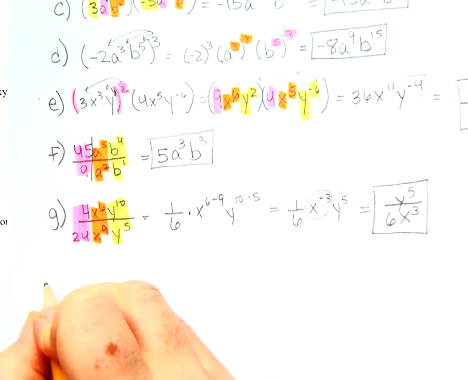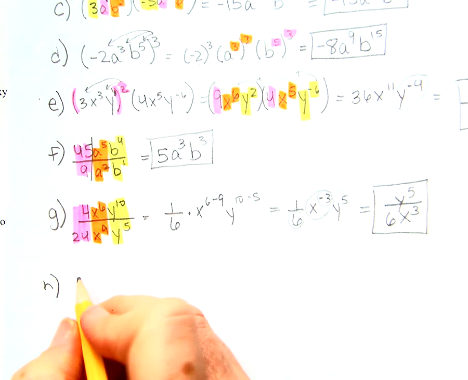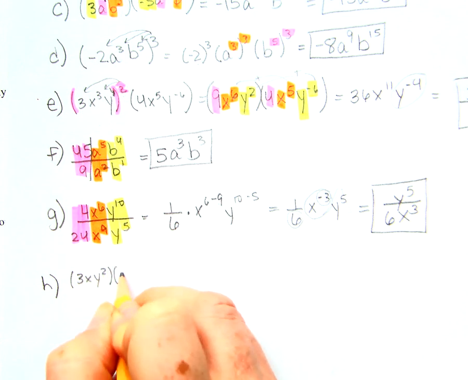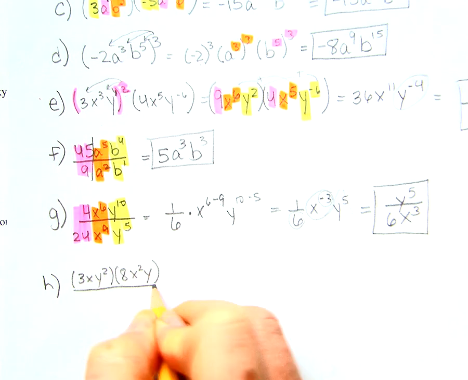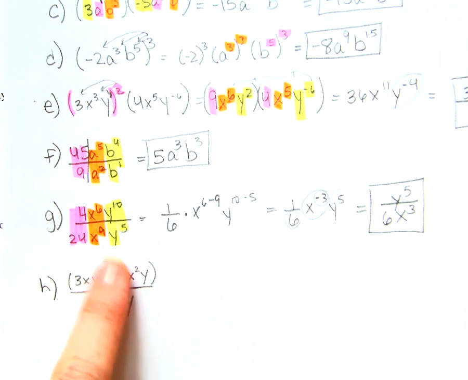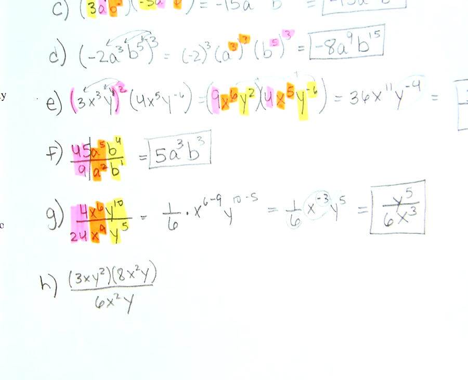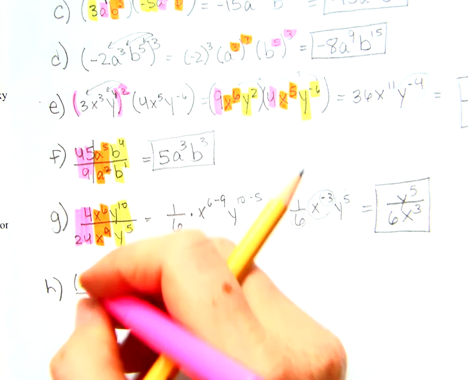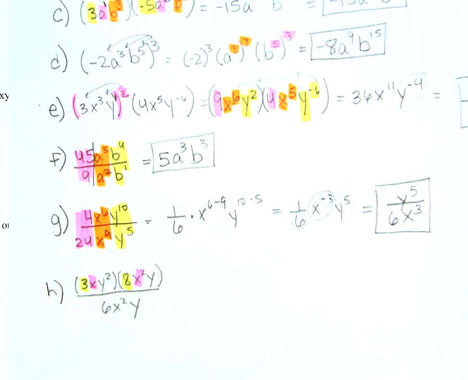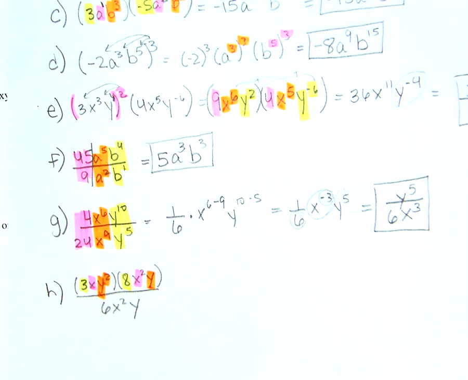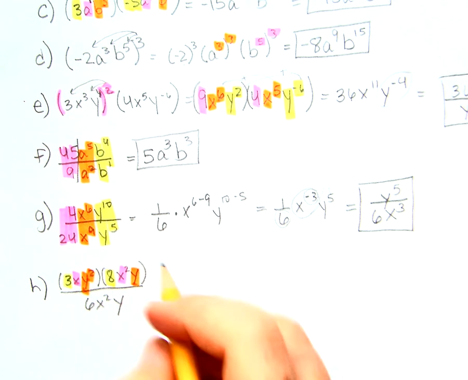One more in this section, and then I'm going to do a second video for the second part of this. H, we have 3xy to the second times x squared y over 6x squared y. Okay, I really need to multiply before I divide. So the first thing I'm going to do is multiply my 3 times my 8. I'm going to multiply my x to the first times my x to the second, which actually means I'll be adding exponents. I'm going to multiply my y to the second by y to the first, which means I'll be adding exponents again. And I'm going to leave division until after I multiply.